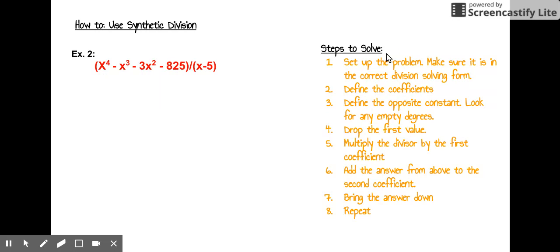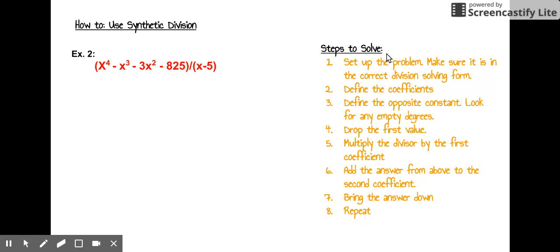For our next problem, we're going to be using synthetic division. This one's going to be a little bit trickier than the last one. We have x to the 4th minus x cubed minus 3x squared minus 825 all over the quantity x minus 5. Again, we want to set up the problem and make sure it is in the correct division form. Check, it is.